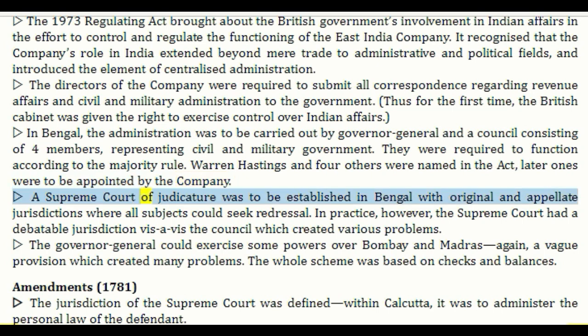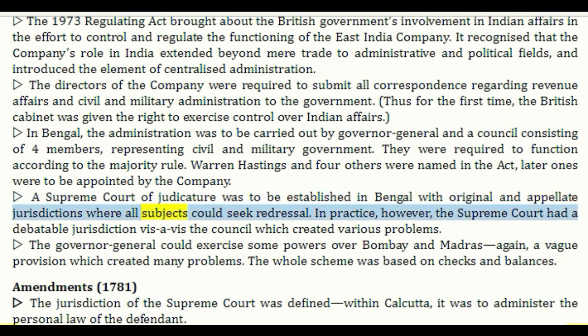A Supreme Court of Judicature was to be established in Bengal with original and appellate jurisdictions, where all subjects could seek redressal. In practice, however, the Supreme Court had a debatable jurisdiction vis-à-vis the Council, which created various problems. The Governor-General could exercise some powers over Bombay and Madras, again a vague provision which created many problems. The whole scheme was based on checks and balances.